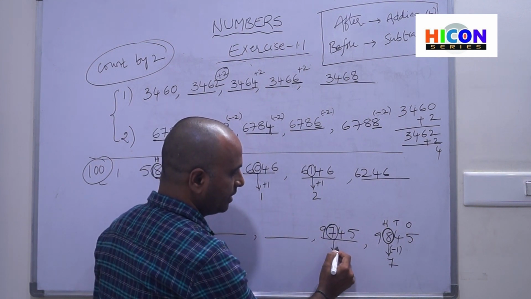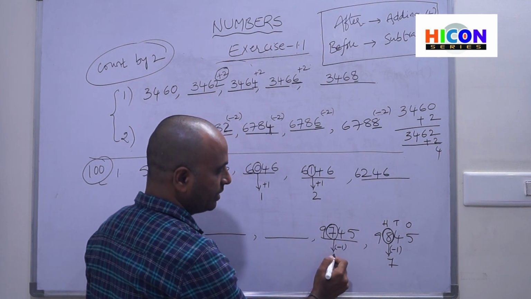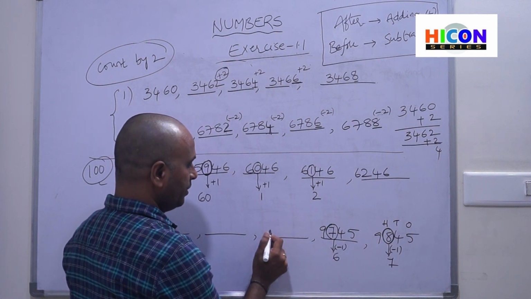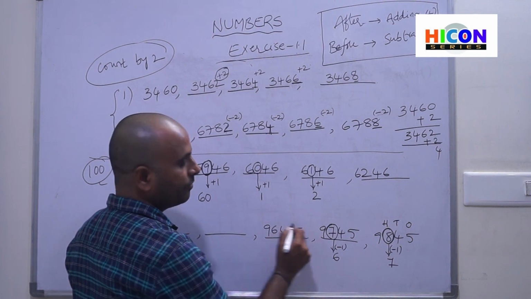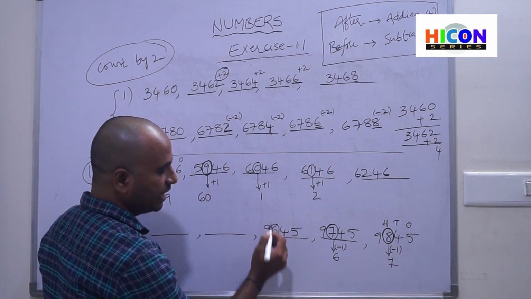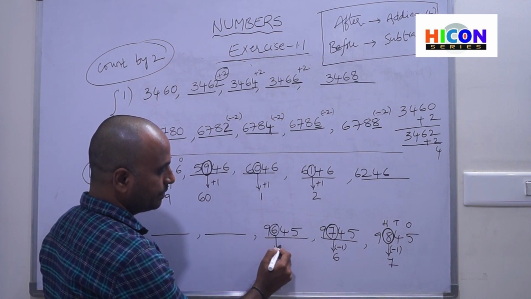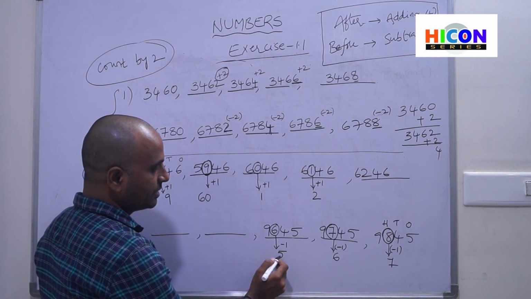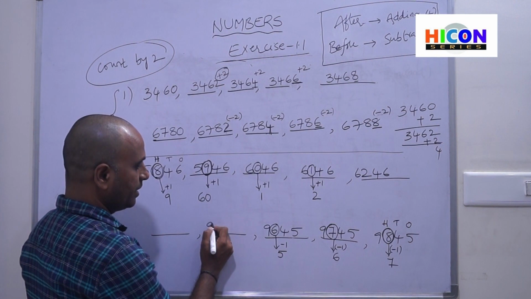Again subtract 1 from the hundreds place. If you subtract 1 from 7, it becomes 6. So the before number is obtained as 9645. Now again subtract 1 from the digit in the hundreds place. Here 6 is present in the hundreds place. Again subtract 1, then it will become 5, that means 500s.